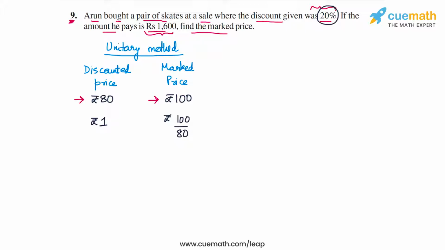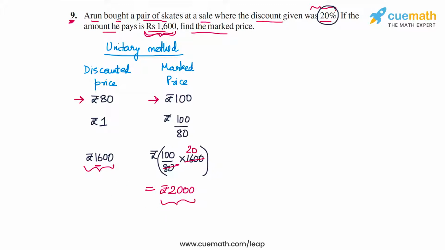And this means that a discounted price of rupees 1600, which is what is given to us, means a marked price of rupees 100 by 80 into 1600. Okay, and this expression tells us what the marked price is for a discounted price of 1600, and what is this equal to? So 1600 by 80 is equal to 20. 20 into 100 is 2000, so rupees 2000. So a discounted price of rupees 1600 means a marked price of rupees 2000, and this means that the marked price of the pair of skates was rupees 2000.